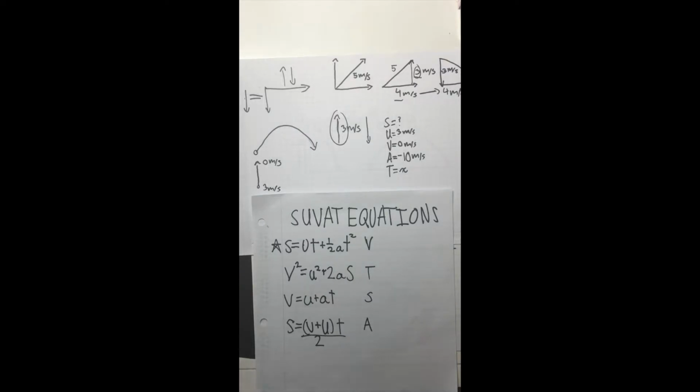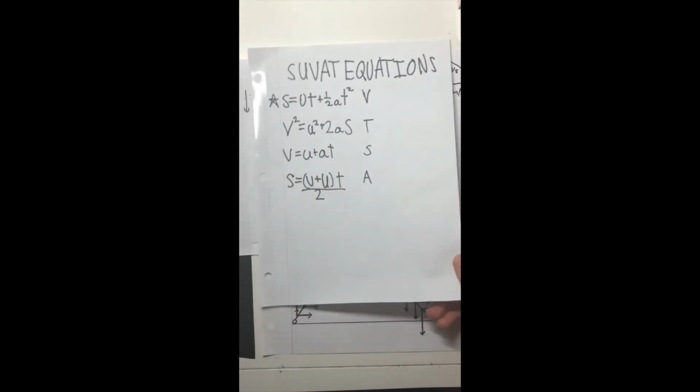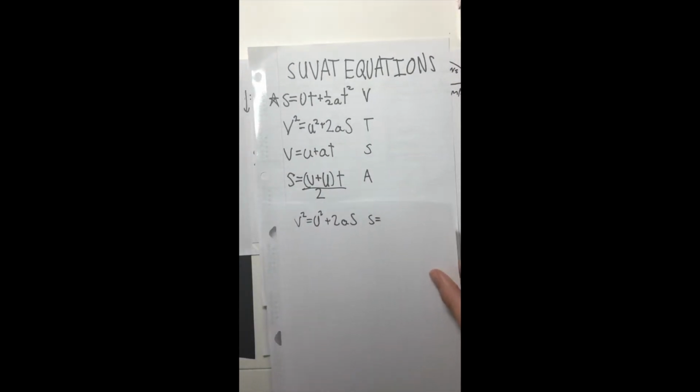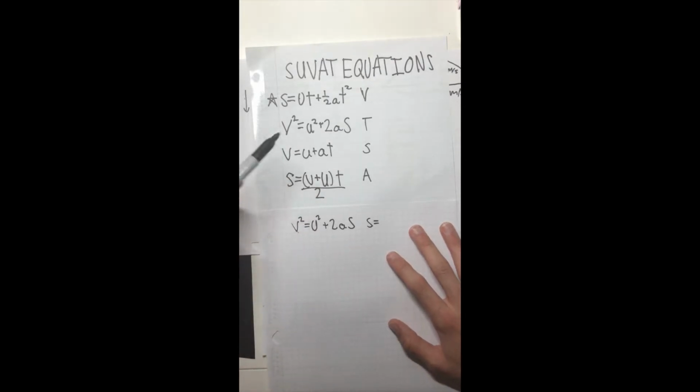Right there. So I hope that you were able to figure out what to do. So I just have a new piece of paper over here. First I rewrote top one. What we're going to be using is v squared equals u squared plus 2as, because this is the one that does not have t, right?